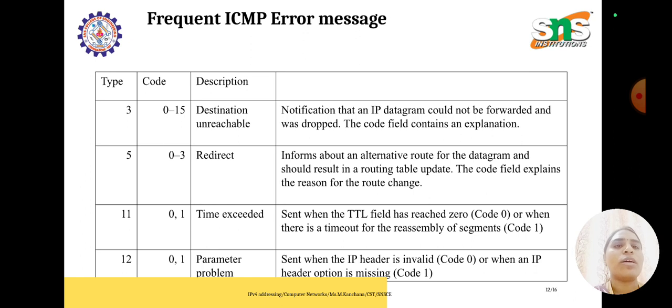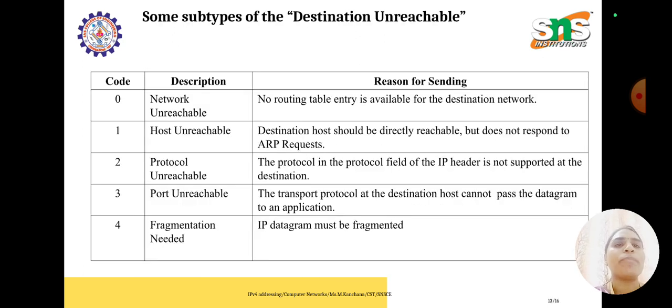Next, time exceeded is sent when the TTL field has reached 0, or when there is a timeout for the reassembly of segments. Parameter problem is sent when the IP header is invalid, code 0, or when an IP header option is missing, code 1. Some subtypes of destination unreachable are network unreachable, host unreachable, protocol unreachable, port unreachable, and fragmentation needed.